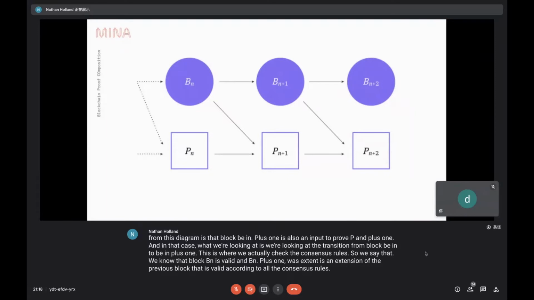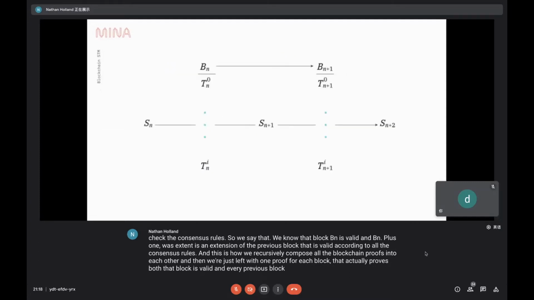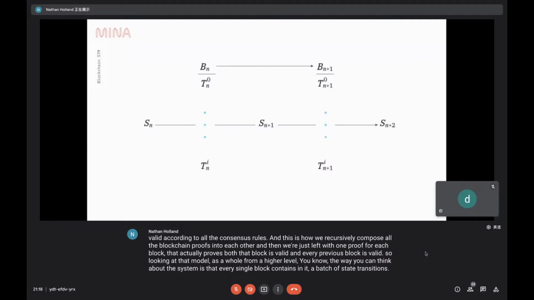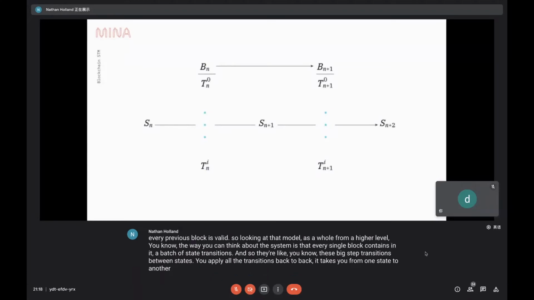And this is how we recursively compose all the blockchain proofs into each other, and then we're just left with one proof for each block that actually proves both that block is valid and every previous block is valid. So looking at that model as a whole from a higher level, the way you can think about this system is that every single block contains a batch of state transitions. They're like big step transitions between states. You apply all the transitions back to back, and it takes you from one state to another.